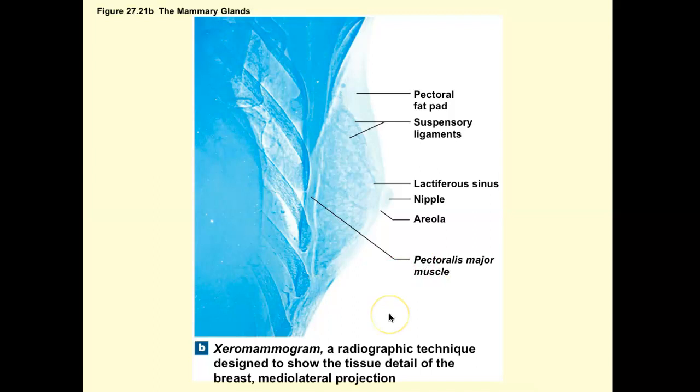This is a nice mammogram of the breast tissue, so you can see the pectoralis major muscle itself, the ribs, of course, then you can see the breast tissue. You can see the finer, darker lines of the suspensory ligaments.